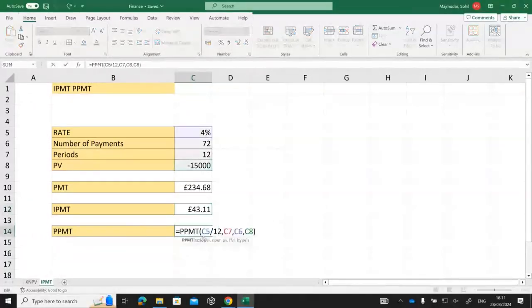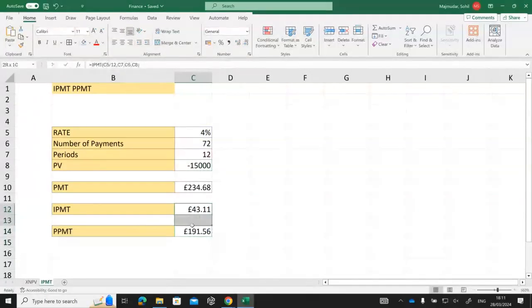Always divide the rate by 12. So if you add these two, it's always, if you look at the bottom here, it's always your PMT. Make sense? Now, suppose you want to find for another month, all you have to do is go here and type in, so you want to do it for 15th month, type in 15 here, and automatically the values will change.